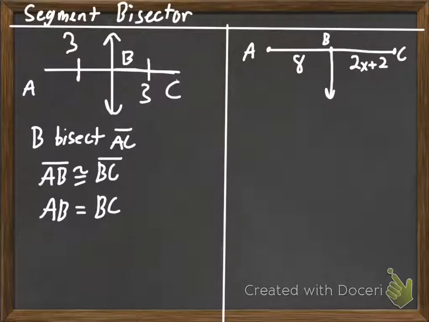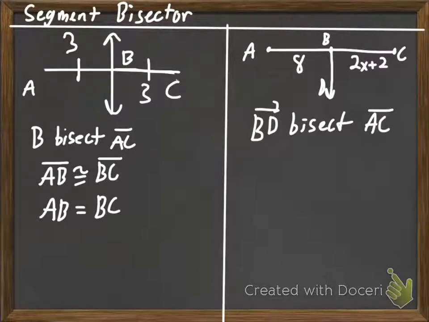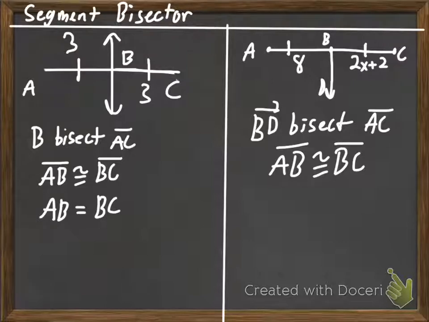So over here on the right we have segment AB, and then we have a ray coming out of it. Let's add another letter here. Let's call that ray BD. So ray BD bisects segment AC. Because it bisects, that means that they are congruent. Well, if they're congruent, then they are equal. So we know that AB is congruent to BC again, which means that AB is equal to BC.